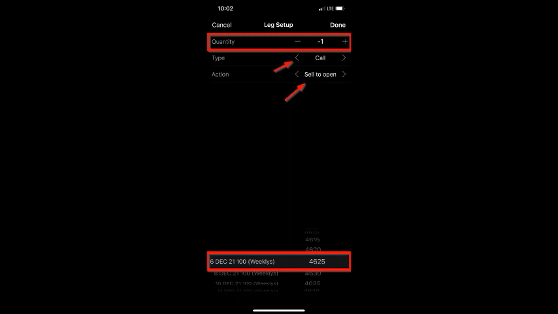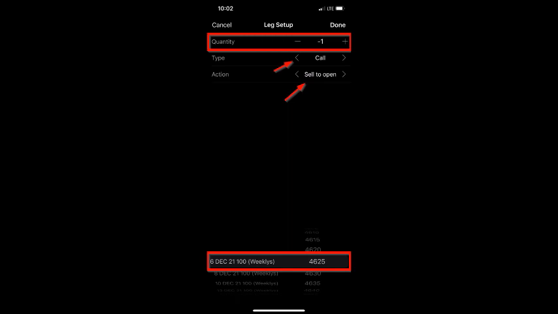On the screen, I have a screenshot of a leg setup, and this is where, in the quantity field, you would enter the amount of contracts you want to trade. So remember, the quantity of contracts will show as a negative number if you're selling to open, and the quantity of contracts will show as a positive number if you're buying to open.